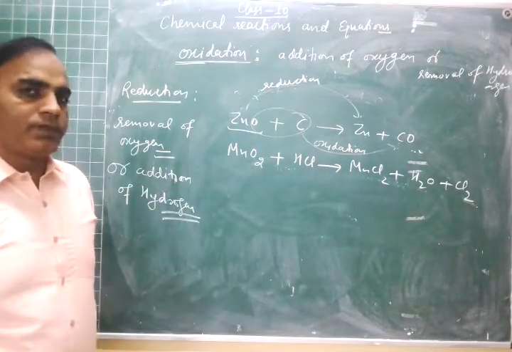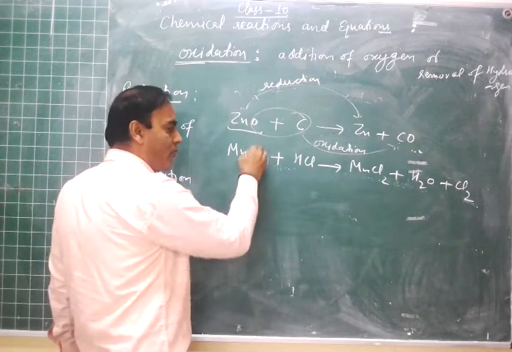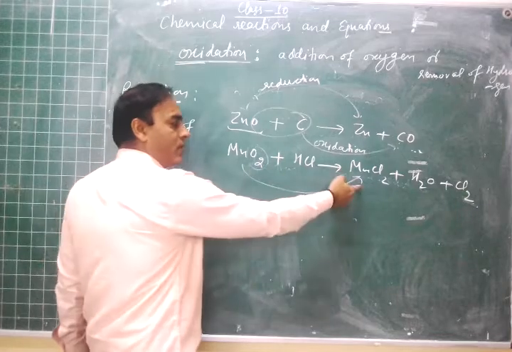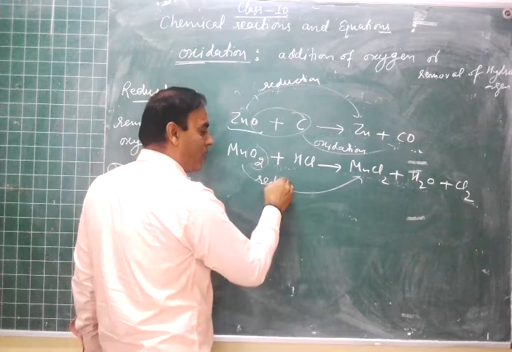Right? Now in this reaction, you can see that oxygen has been removed. If you see this and this, oxygen has been removed. So here is reduction. That is, MnO2 gets reduced.